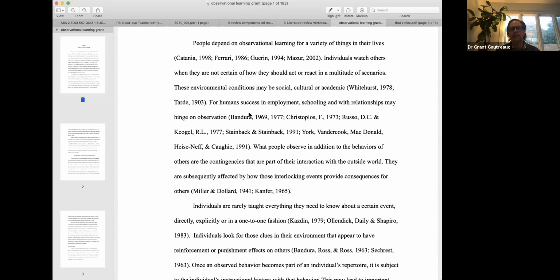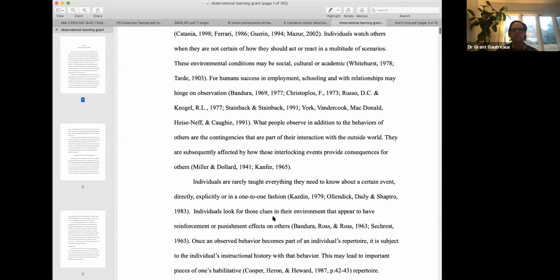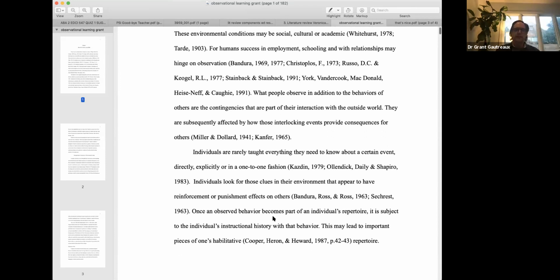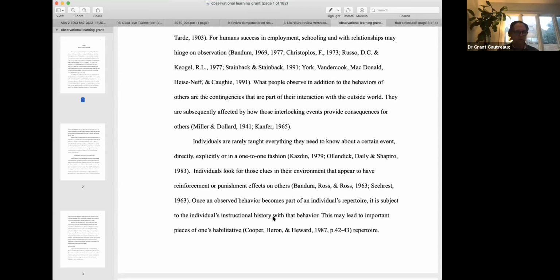And I'm just going to kind of skip around. You could read those next sentences on your own. What people observe in addition to the behaviors of others or the contingencies that are part of their interaction with the outside world. They are subsequently affected by how those interlocking events provide consequences for others. All right, so we kind of talked about observational learning. Now we need to get a little bit more convincing that this is an issue.